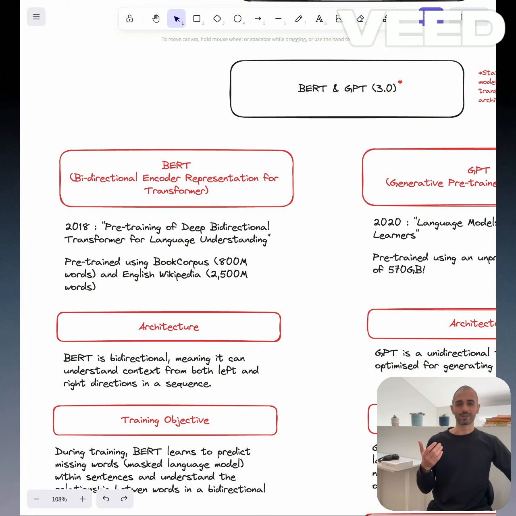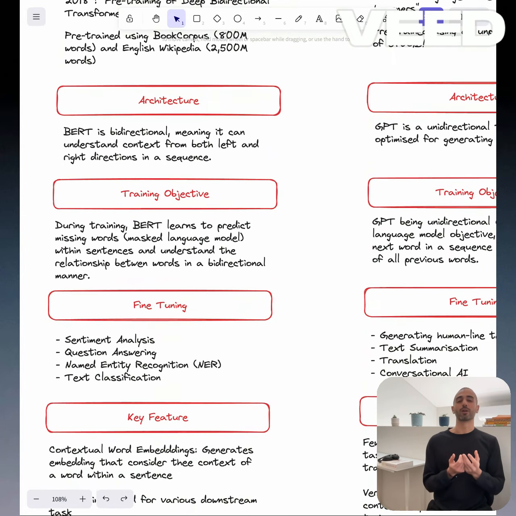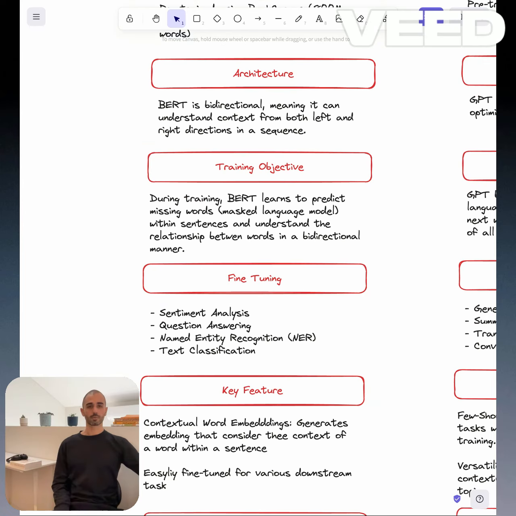Let's talk about the architecture of BERT. BERT, by definition, is bidirectional, meaning it can understand from both left and right directions in a sequence. The training objective is to predict missing words within a sentence and understand the relationship between words in a bidirectional manner. That allows it to be a perfect use case for sentiment analysis, question answering, named entity recognition, and text classification.